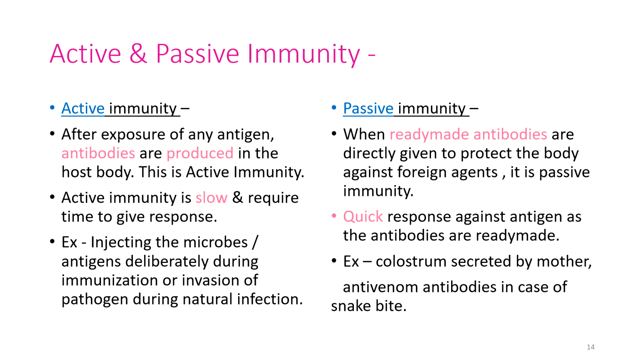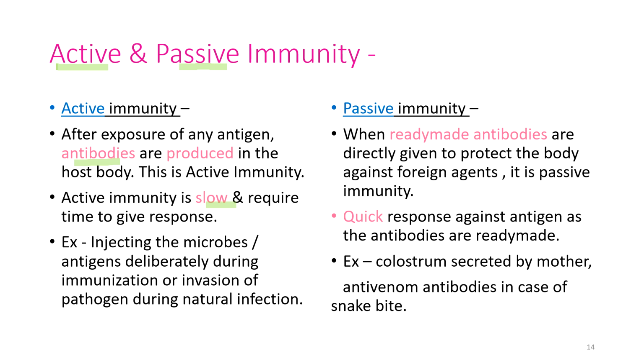Up to this point, we came to know what humoral immunity and cell-mediated immunity are. But depending upon how antibodies are produced in our body against any antigen, there are two types of immunity, active immunity and passive immunity. In active immunity, after exposure to an antigen, antibodies are produced in the host body. This is called active immunity because the body actively produces antibodies against the antigen. This active immunity is slow and requires some time to give a response.